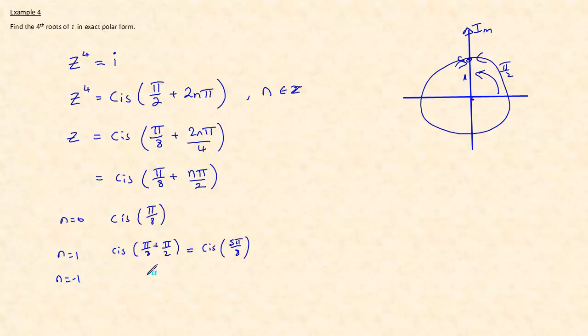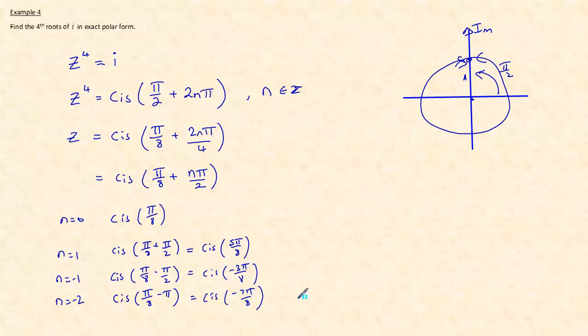So n equals negative 1 is the next one I'd try. So we've got pi by 8 take away pi by 2. So that's going to be cis negative 3 pi by 8. And if we take n is negative 2, so what we're doing is pi by 8 take away essentially pi. Or the easiest way to do that is take another 4 pi by 8 from this one, and that's negative 7 pi by 8, and all of these are in the correct range.